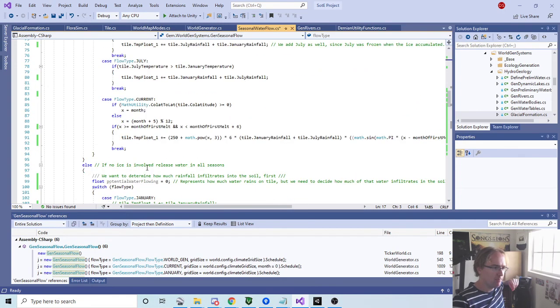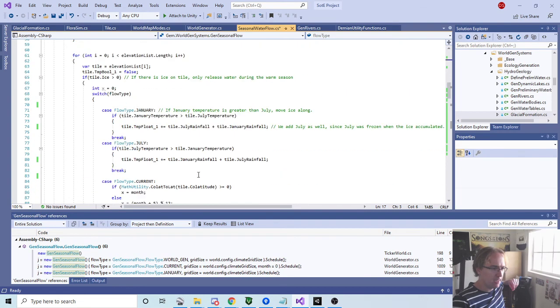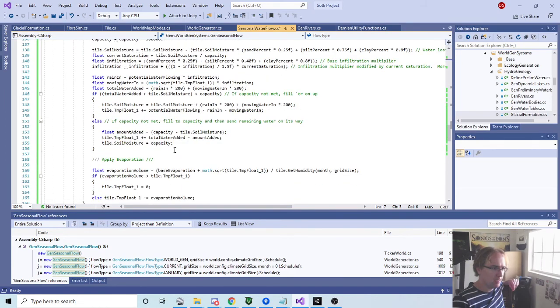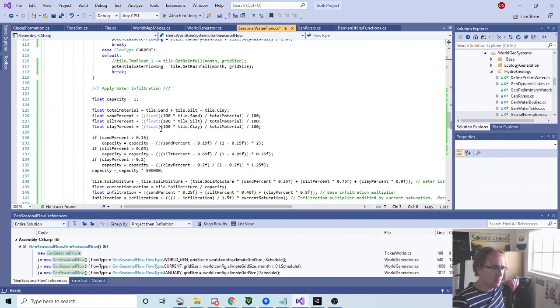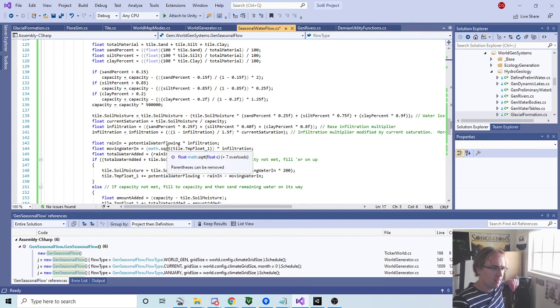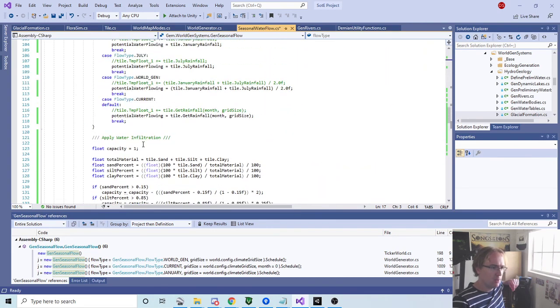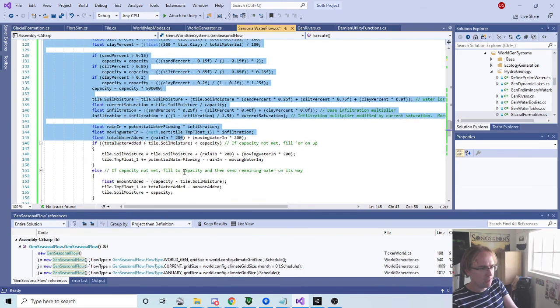What are we doing wrong? If no ice is involved. Okay. Okay, I know what the problem is. The problem is, we are applying this calculation in a whole lot of places it shouldn't be. Like on water, where there's no soil.